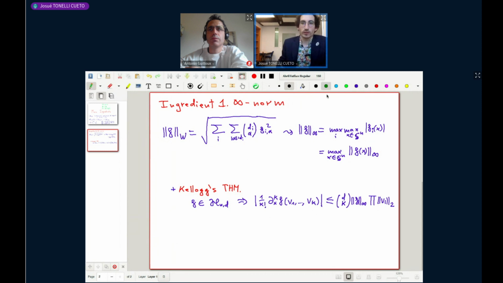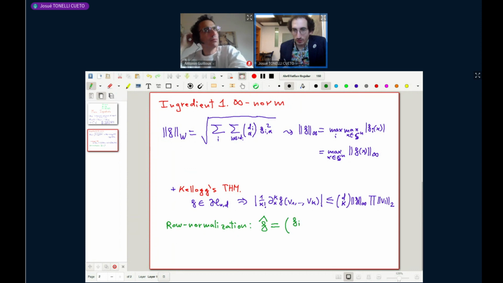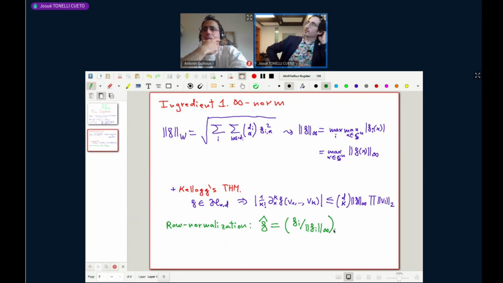Then we will introduce the following definition, which I will call the row normalization. This is what I mean. Instead of dividing this guy, I divide it by its corresponding norm. And here it is important to know that we do this instead of f divided by f infinity.